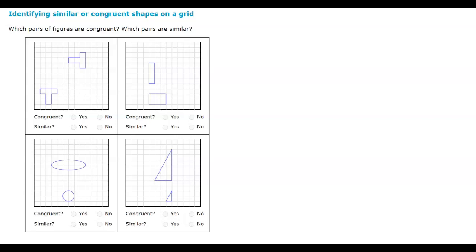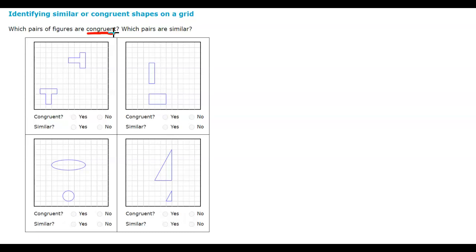Today we're going to take a look at Chapter 7, Lesson 3. It's similar and congruent figures. So the first thing I'd like to do is just remind you guys what congruent is. And that's two shapes that are the exact same size and shape. Maybe they have been reflected, maybe they've been translated, rotated, or dilated.